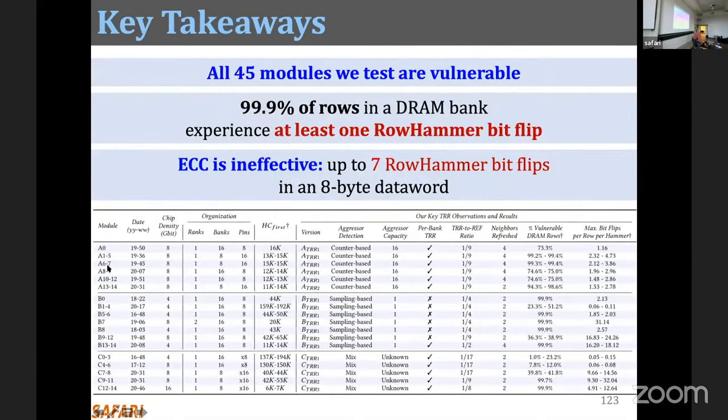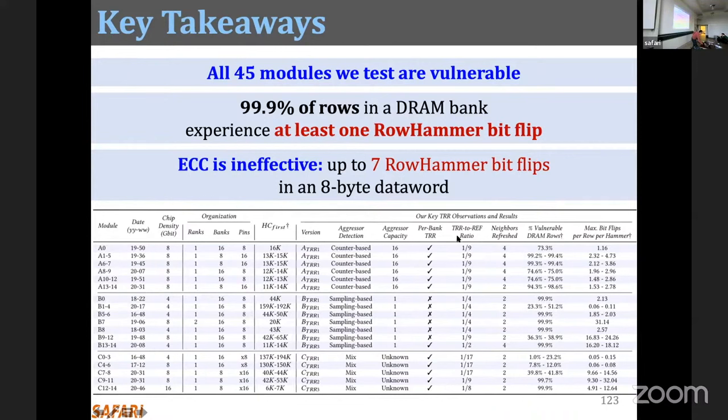And now you can see these are three major manufacturers, A, B, C. You can see that they employ different aggressor detection mechanisms. Some of them use counters. Some of them use random sampling, or some sort of sampling, not necessarily random. Some of them use a mix. Aggressor capacity, how many rows they're tracking, is different: 16 over here, one over there. Whether the tracker is per bank or not is also different.